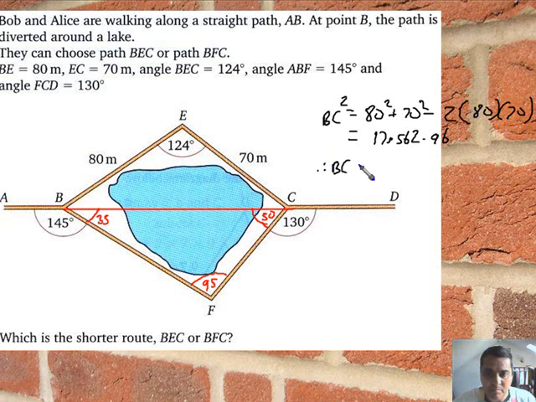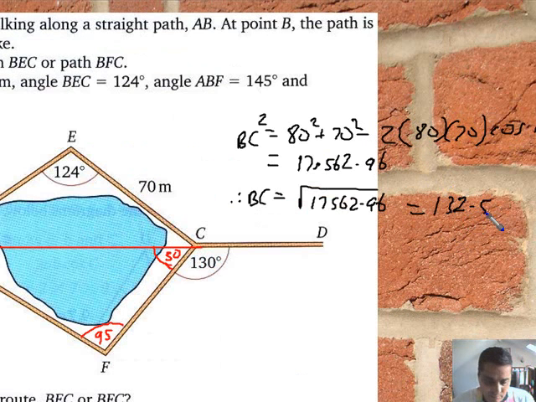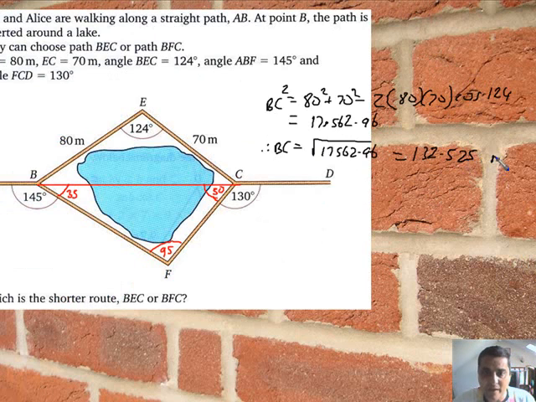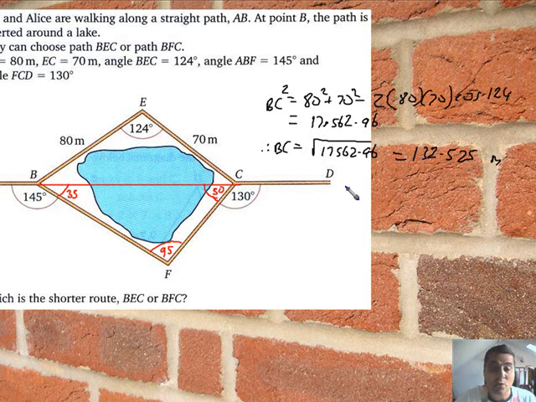Therefore, BC is going to be the square root of 17,562.96. Just fit it over there now. Root it. Yeah, that's more like it. That gives us 132.525 meters. Yeah, because this is an obtuse angle. That's 80, that's 70. That's going to be bigger than either 80 or 70, and there it is, 132.52.